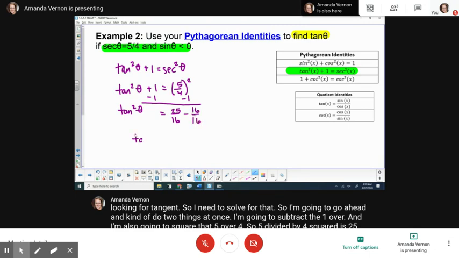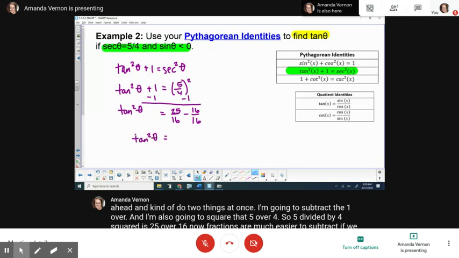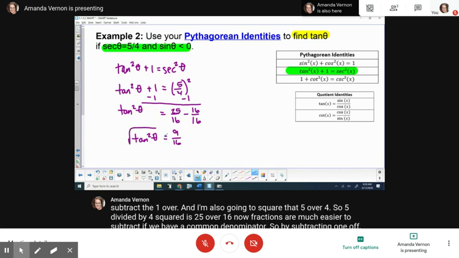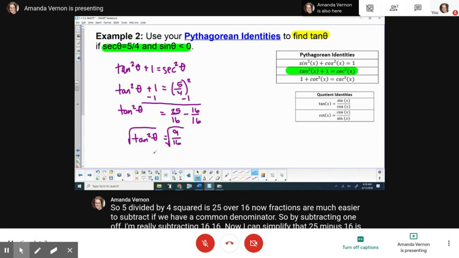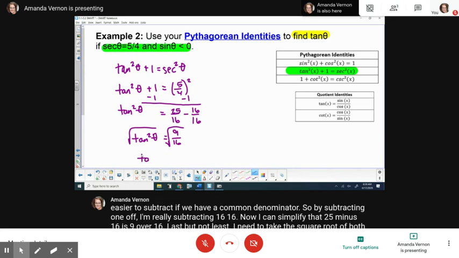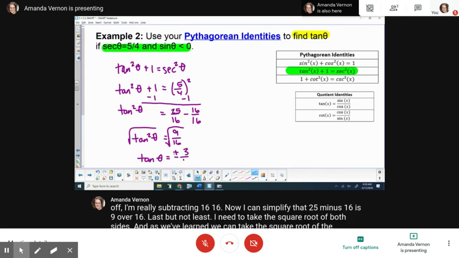Now I can simplify that. 25 minus 16 is 9 over 16. Last but not least, I need to take the square root of both sides. And as we've learned, we can take the square root of the numerator and denominator separately. And tangent of theta is equal to plus or minus 3 over 4.